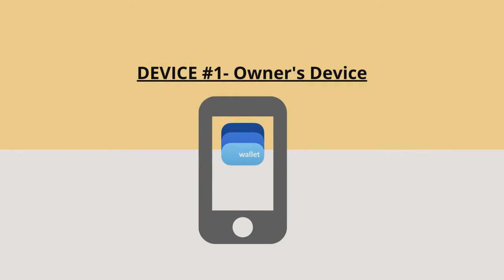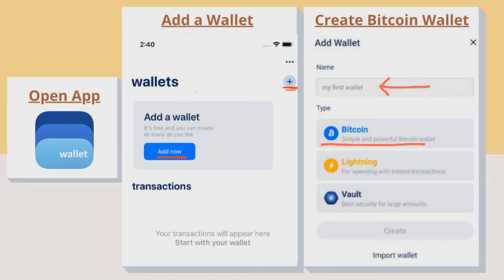Now, please put in front of you device number 1. The following are the steps you will take on this device. Open the app on device 1 for the first time. You will see the button Add Wallet. You can click Add Now or click on the plus sign at the top right corner to create your first wallet.